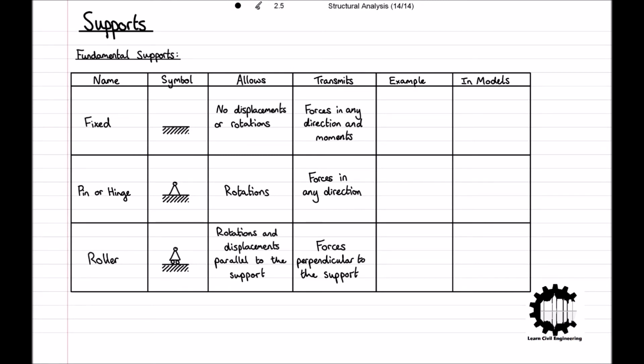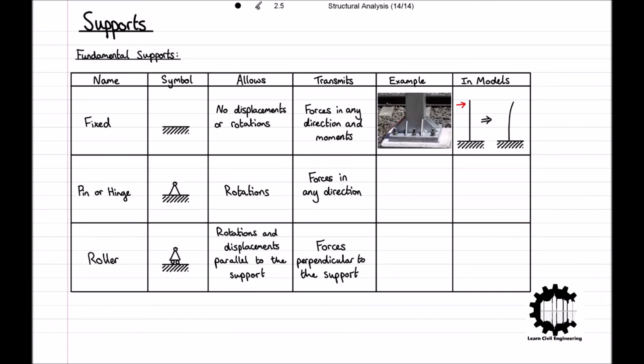A real-life example of a fixed support is this column connected to the foundations, as the displacement and rotation at the end of the column is restricted. Using the symbol for a fixed support, we can model this example like so, where the vertical line represents the column. If a horizontal force were applied to the top of the open-ended column, it would deform like so, with the fixed end not rotating or being displaced.